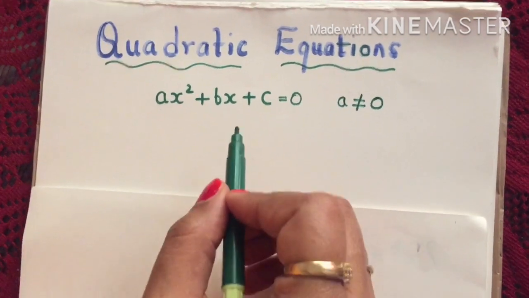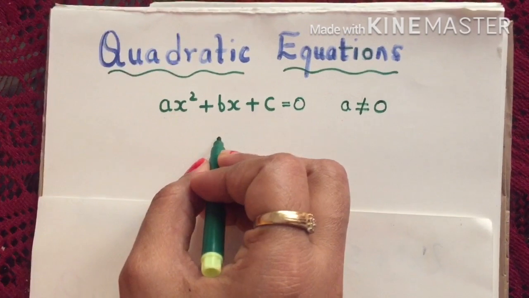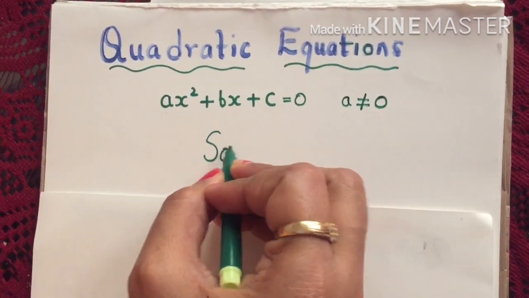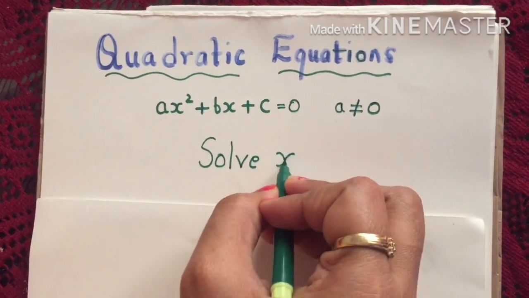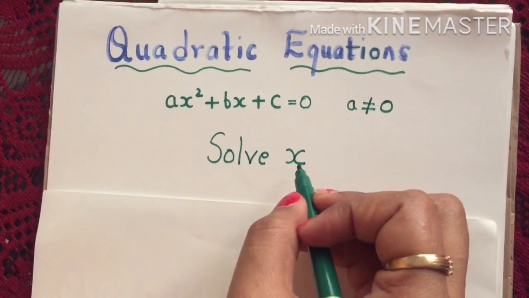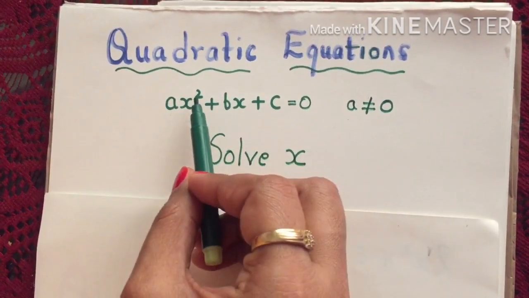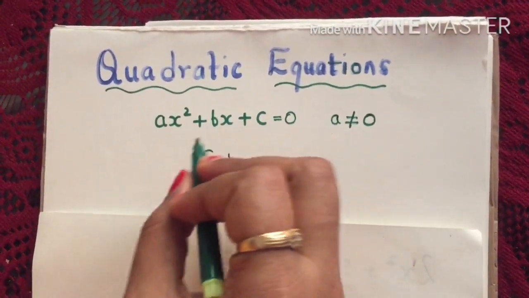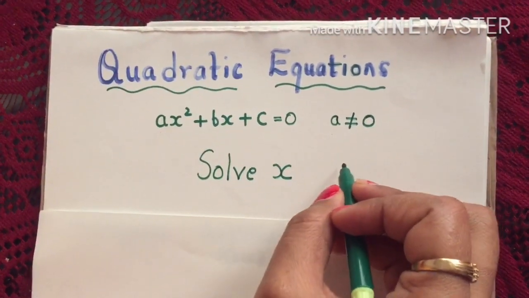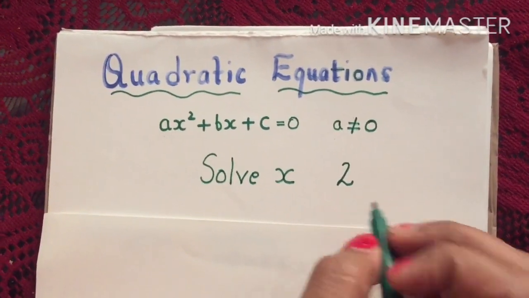Now, the next question is, what are the methods to solve this quadratic equation? What does the word solve mean? Solving means we are finding the value of x. We need to find the value of x, that is, we are going to find the zeros of this equation. You can see the degree is 2. So at most, how many zeros can this quadratic equation have? It can have at most 2 zeros, or 2 roots as we also call them.